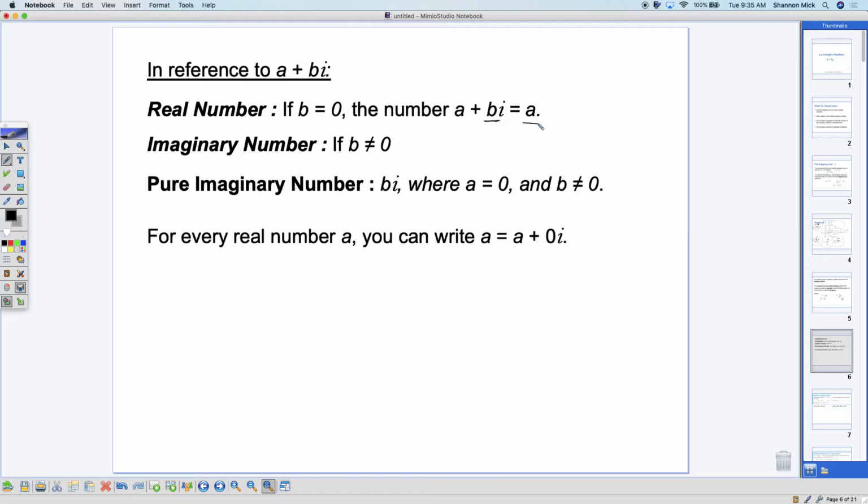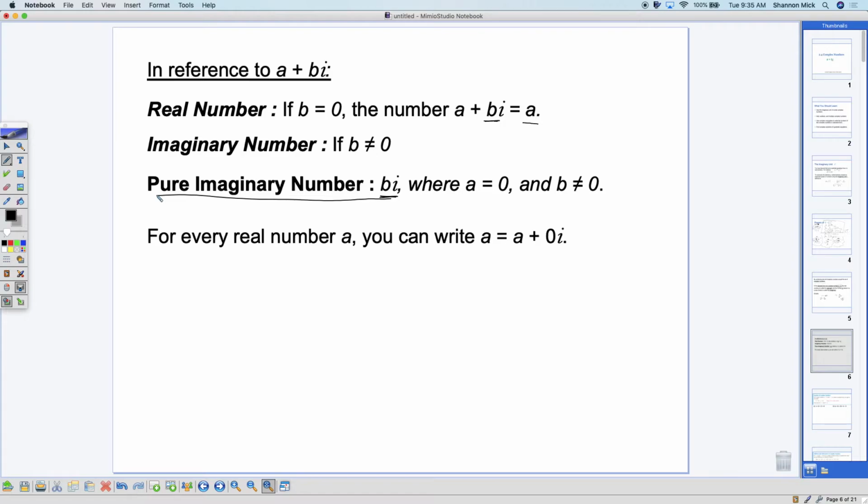If it is an imaginary number, b can't be 0, because if b is 0, we just learned it was a real number. A pure imaginary number has no real part. It's just bi. And that just says where a is 0 and b isn't. That's just the domain. What you need is a pure imaginary number is bi.